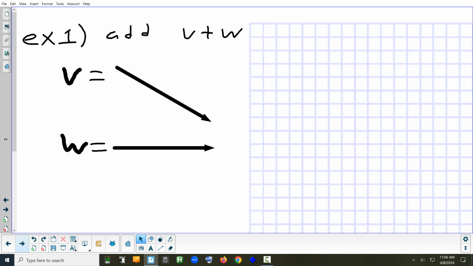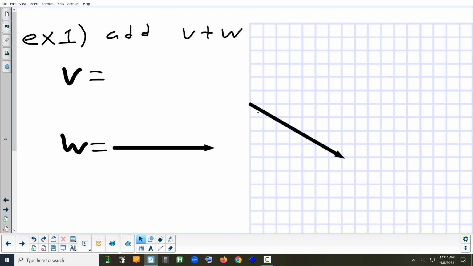Okay, so let's add these two up. They want us to do V plus W. Again, these vectors do not indicate position. So you can put V wherever you want. Put it here, put it here. That's not what these are indicating. It's not position. Just put it on your grid somewhere where you're going to have enough room. Don't put it over there. You're not going to have enough space to do what you need to do. Okay, so I'm going to put V right there.